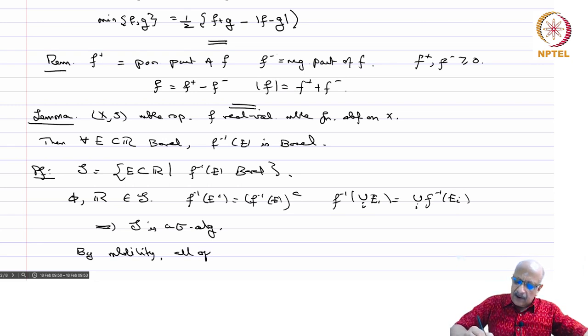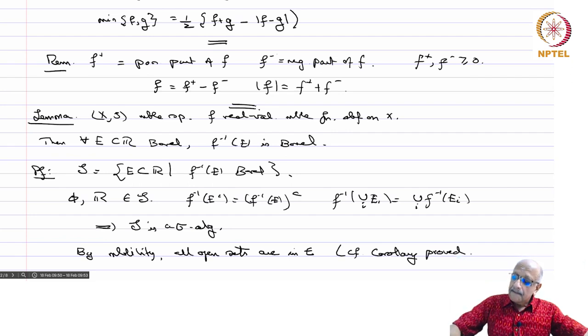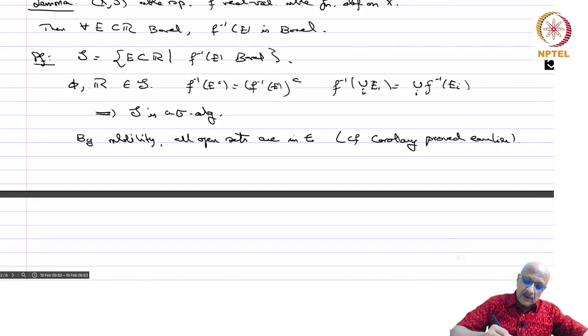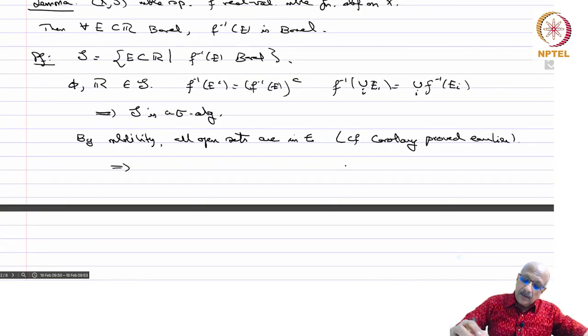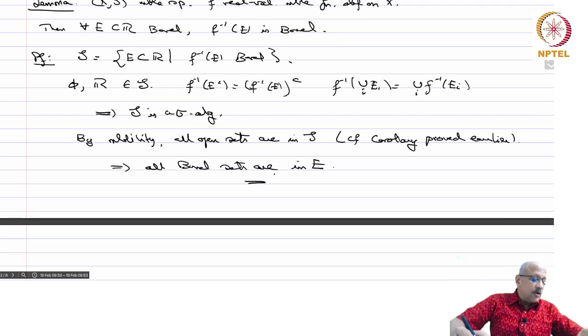all open sets are in S tilde. We proved this, cf. the corollary proved earlier. Therefore, all open sets are in S tilde, sorry, not in E. This implies all Borel sets are in S tilde, and that completes the proof of this lemma.